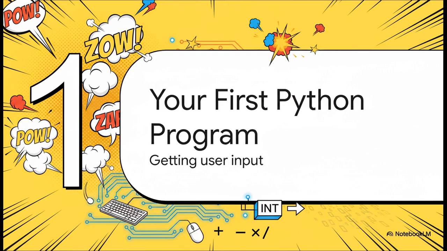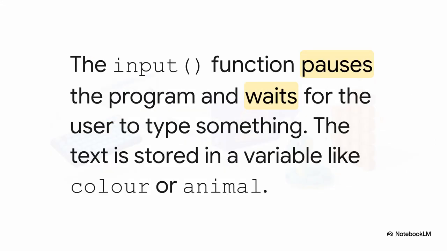We're going to start with a really fun, simple program, a superhero name generator. It's the perfect way to see how Python first handles getting information, text, from a person using it. So, the key piece of the puzzle here is the input function. You can see it right there in the code. When Python runs and hits that line, the program just stops. It literally pauses and waits for you to type something and hit the enter key. And whatever you type gets saved into a variable, first color and then animal.